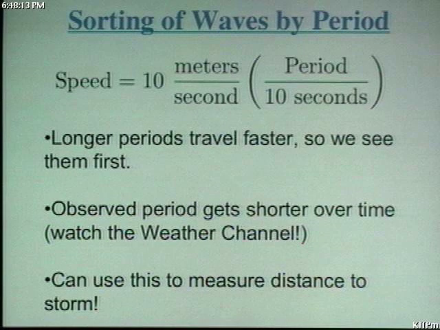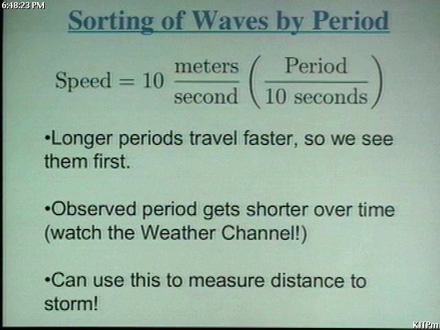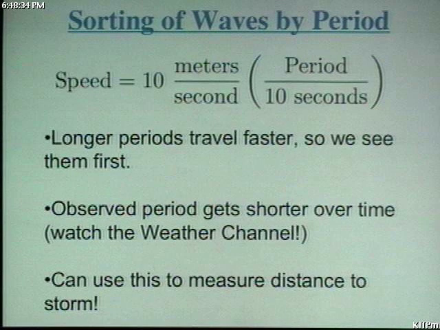Now, the other thing is, if one day you measure a certain wave period, and then you go back to the beach the next day and you measure a shorter wave period, you can actually use that to measure the distance to the storm. Because for a certain wave period, you know how fast they travel, and you have the time delay for one wave to get there and the other wave. And so you can use this to measure the distance to the storm. And again, typically you find they're many thousands of miles away.